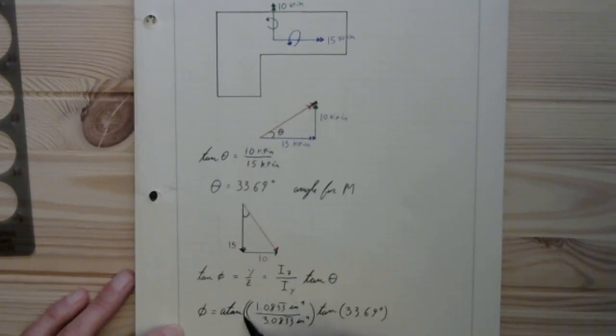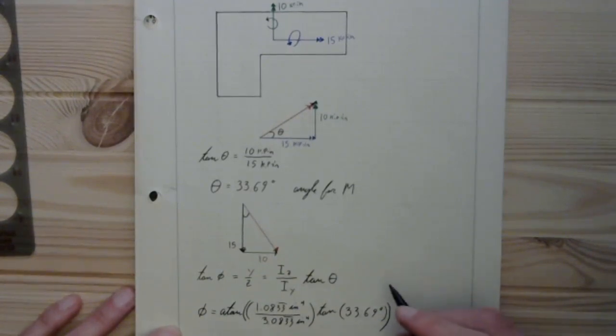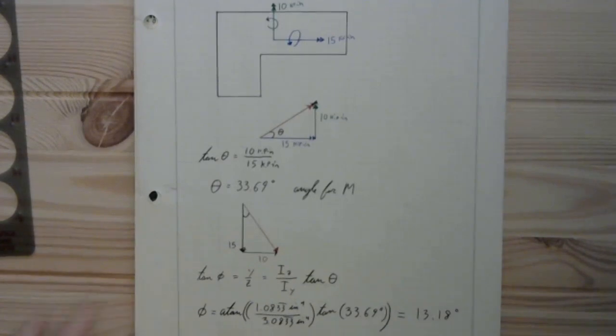Sorry. There we go. Which will give us 13.18 degrees. So that's the angle that our neutral axis will be at, much smaller.